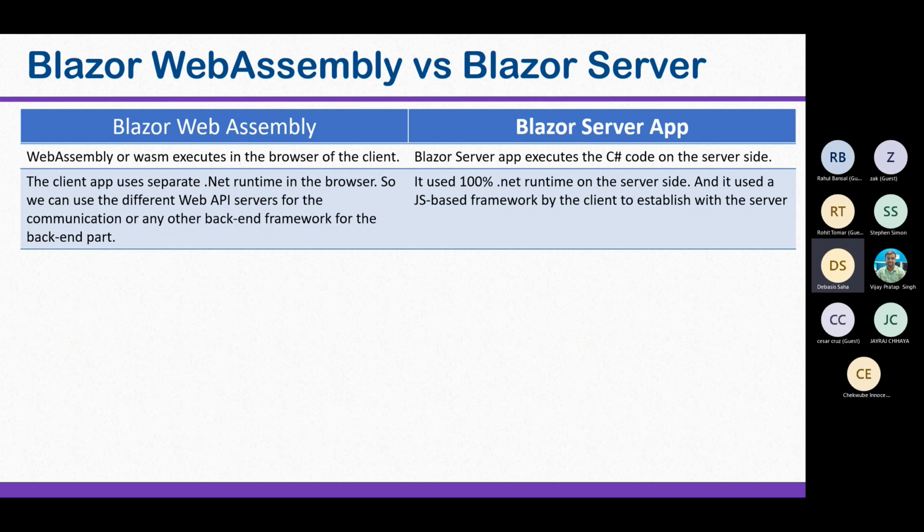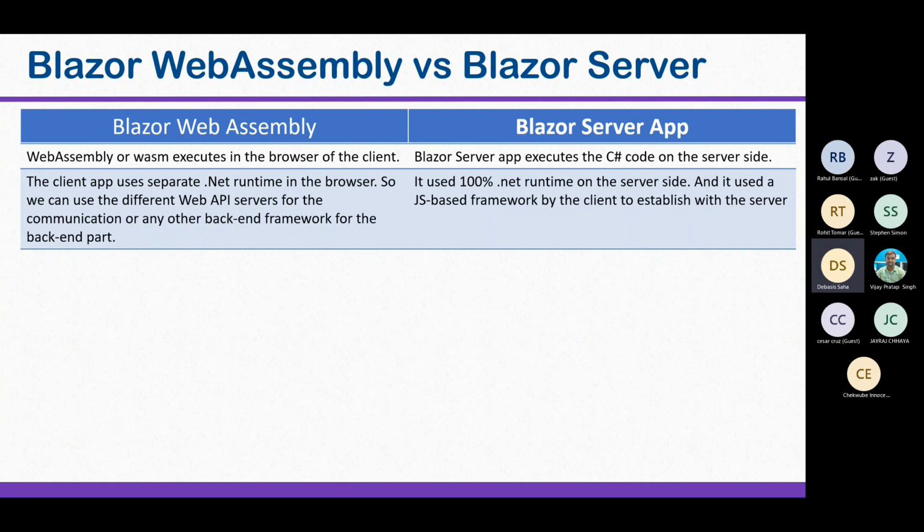In the case of Blazor WebAssembly, it uses a different .NET runtime in the browser. So we can use a separate Web API server for communication. Suppose we want to save data in the backend or databases, and for that part, if we have an existing API for any other purpose or for mobile apps, then we can reuse those APIs in our Blazor WebAssembly app also. And for the server side, operating the communication with the server side part or the backend part.